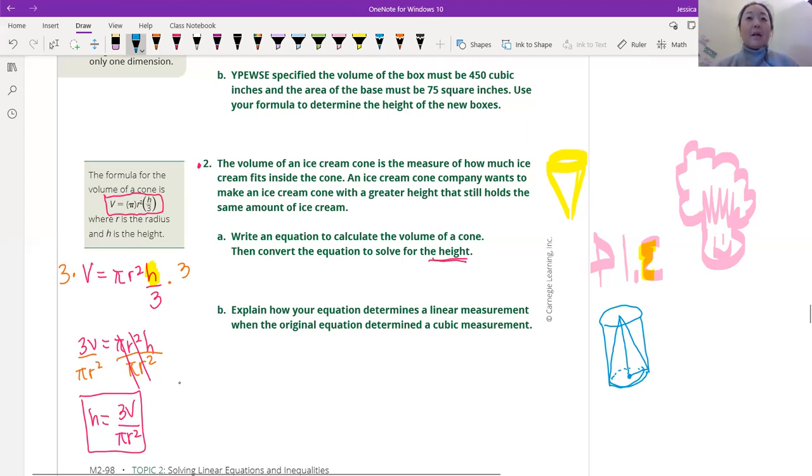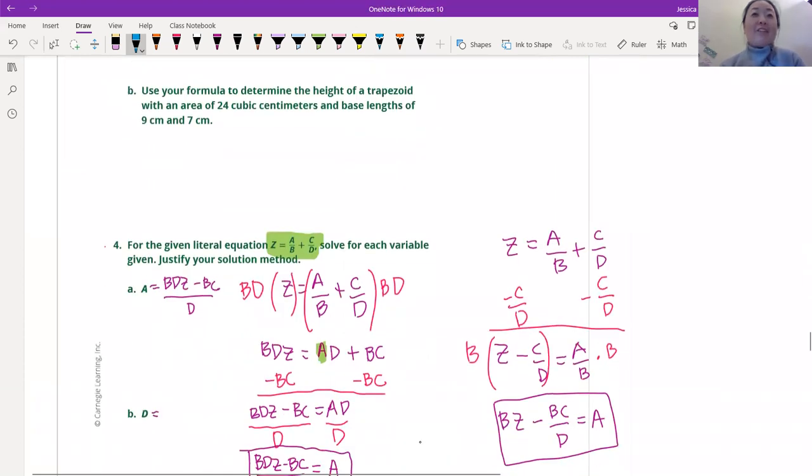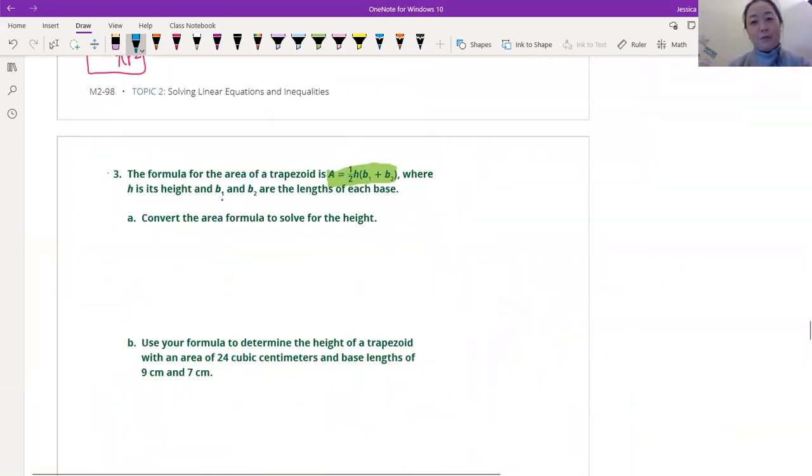The choice was between these two. I'll do this one just for fun, and it says solve for height. The reason this is B1 and B2 is because they're both bases, the first base and the second base. Remember, with a trapezoid like this, this is B1, this is B2, and your height is always perpendicular to your bases. And the A is obviously the area.